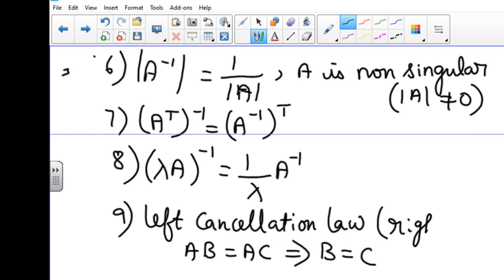So, the right cancellation, I will write it in brackets: BA is equal to CA implies B is equal to C. So, this is the right cancellation law. Okay, now let us go with the next one.